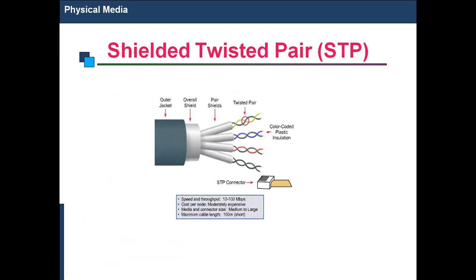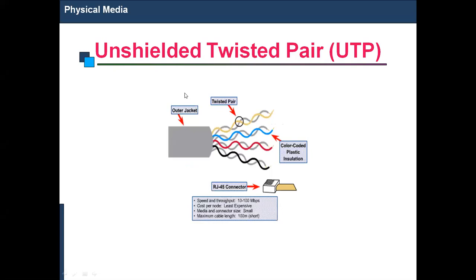The term shielded shows that we have to protect from outside loss. See this one: this is a number of twisted pair cables. This is the first shield, the second is the overall shield, then the outer jacket. To protect against data loss or loss of information, we go for shielded twisted pair cables. The second one is unshielded twisted pair cable, UTP. See this one: the twisted pair cables are directly inside the outer jacket. If there is no shielding, at that time we get some losses. That is the difference between shielded and unshielded twisted pair cables.